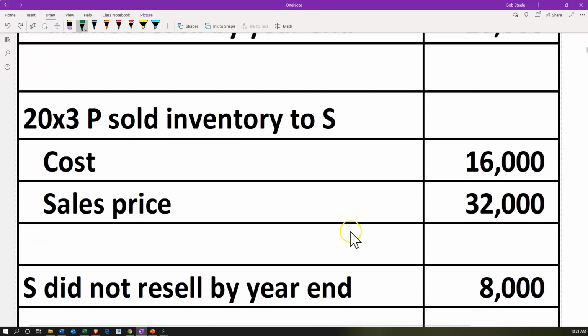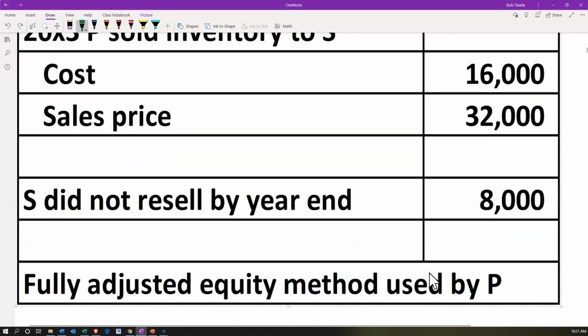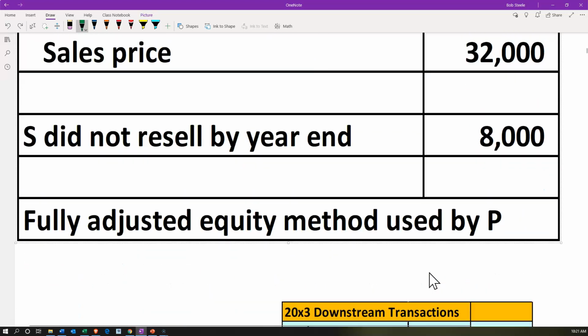And then we have the 2000X3, P sold inventory to S. So now what the parent is selling to the subsidiary for the 32,000 and the 16,000, S did not resell by year end 8,000 of it. So they gave us the ending inventory number, the amount that was not resold rather than the amount that was resold, and we can figure out the amount on the other side then. Then the fully adjusted equity method is going to be used.